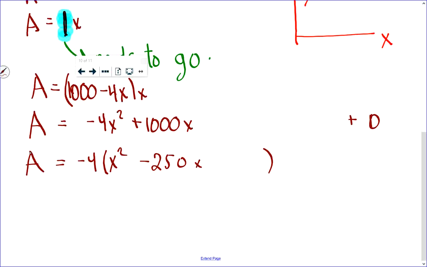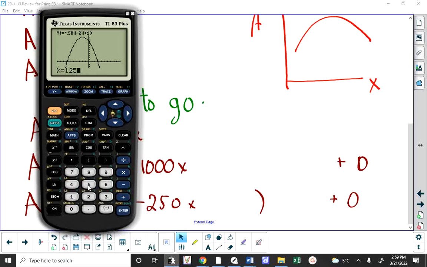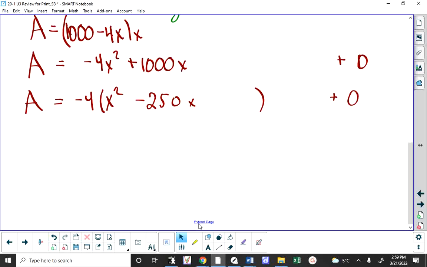Okay. I need to figure out what to add in here, so I have to take half of negative 250 and square it. So 15,625. Good. So I need to add 15,625. What do I do outside the brackets?